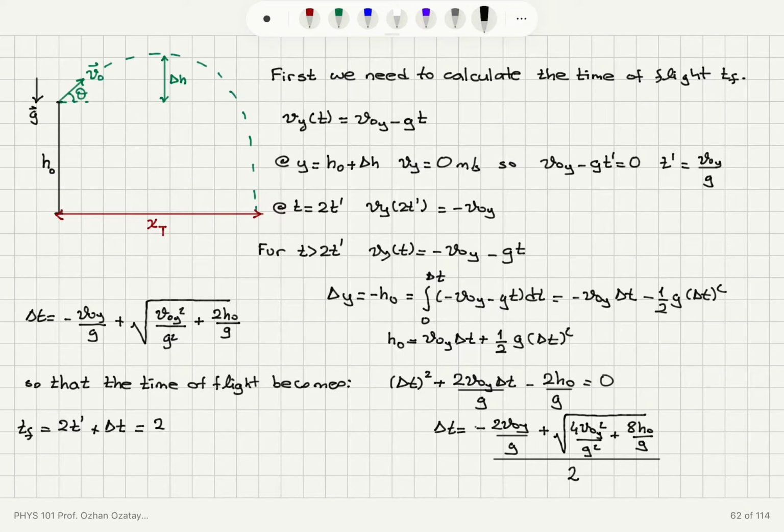So 2v0y over g minus v0y over g plus square root v0y squared over g squared plus 2h0 over g. So this is my time of flight. So 2v0y over g and minus v0y over g, so that will make v0y over g.